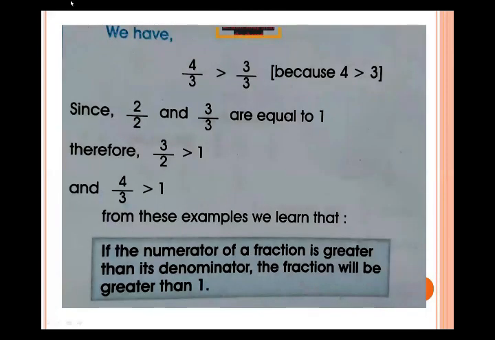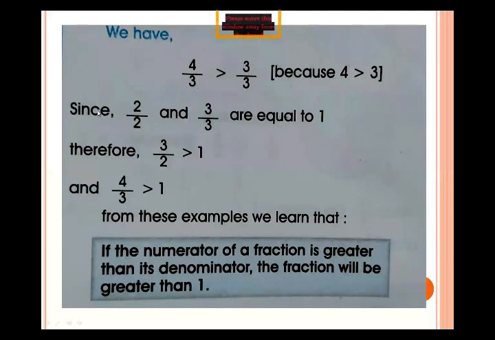Now we have one example from here. Look at here. We see that in the end 4 upon 3 is greater than 3 upon 3. See the numerator. The numerator 3 is smaller than 4, because we say that 4 is greater than 3. It means 4 upon 3 is greater than 3 upon 3.